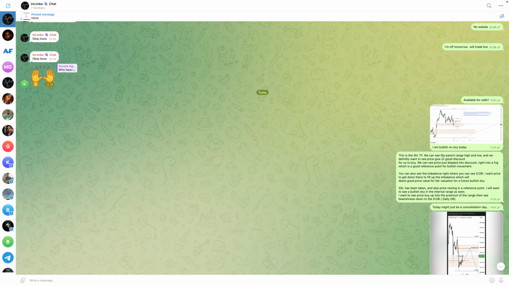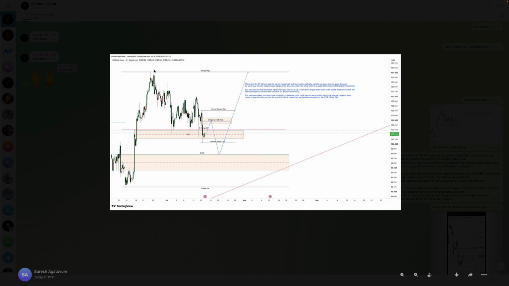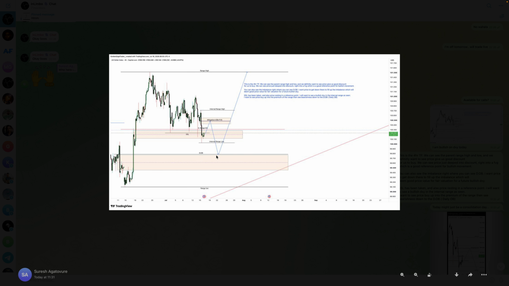We can see the parent range high and low, and we definitely want to see price give us good discounts for us to buy. The parent range is from this high to this low here, so we want to see good discounts to this daily order block before we see buys to the other side. Before we see buys, or to take this high, because from this low to this high, right? Here is a good fair value.